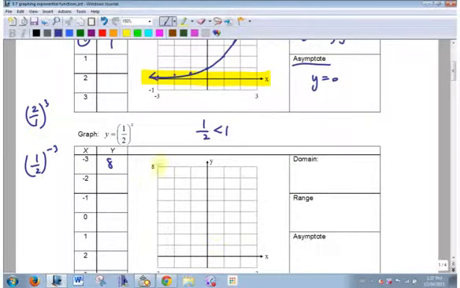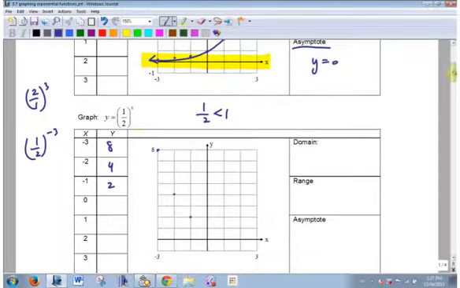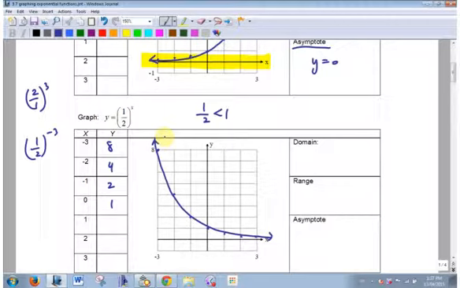So if x is negative 3, this is 8. If x is negative 2, this is 4. And it's very similar to the same numbers up above there, only they're going in the opposite direction. Anything to the 0 power is 1. Okay, and 1/2 to the 1 power is a half. 1/2 squared is a quarter, an eighth. And looks like it's decaying, correct?